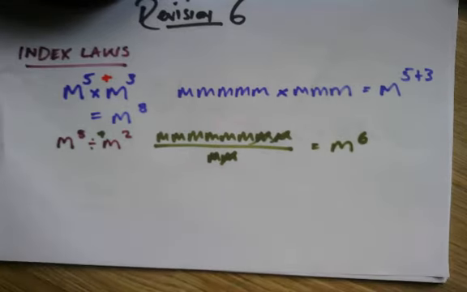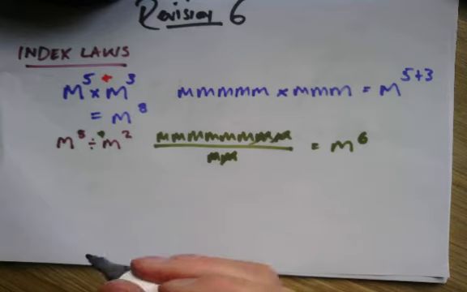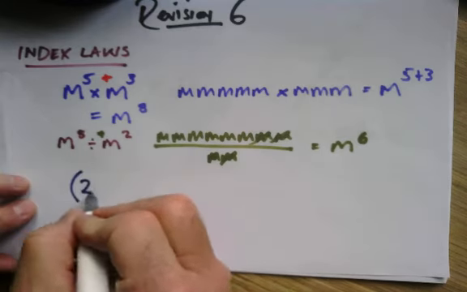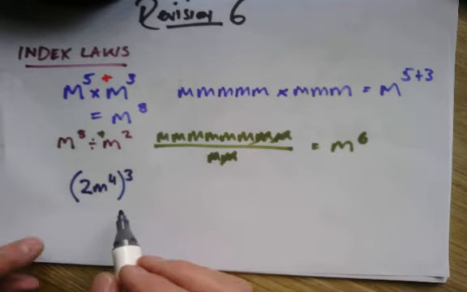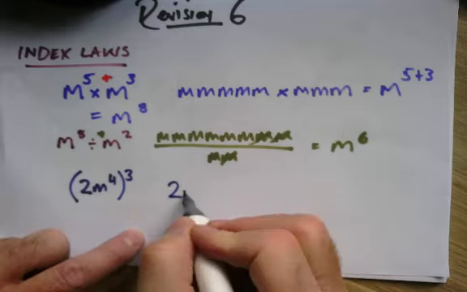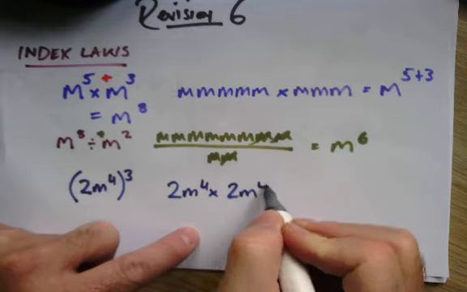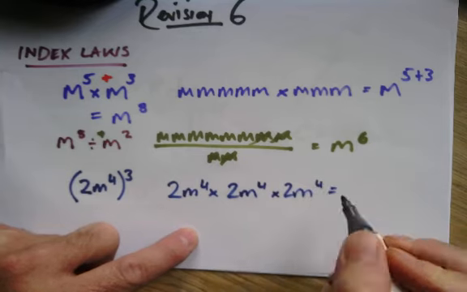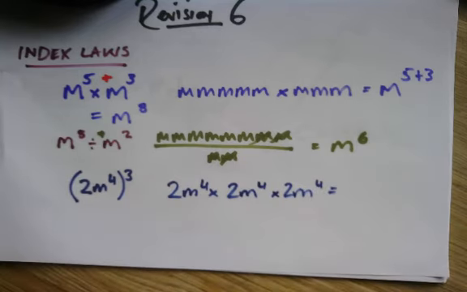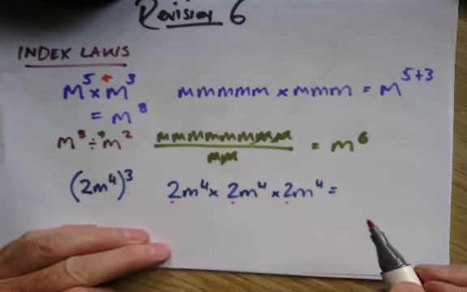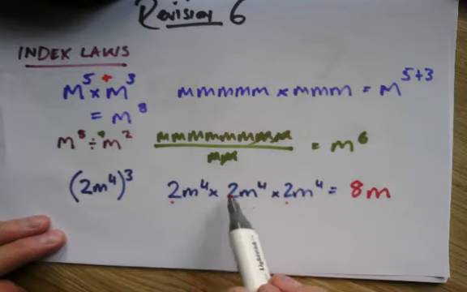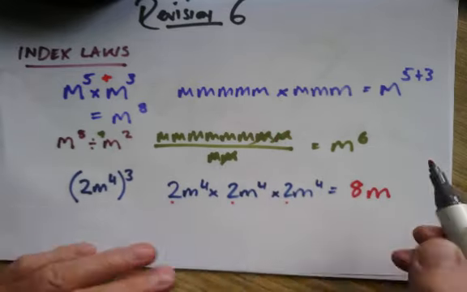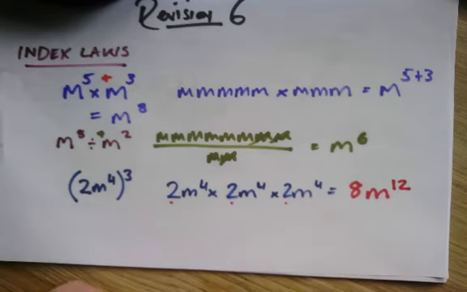Let's look at some other laws that you need to know. So here's a good one. 2m to the 4, all to the power of 3. Now what that means is you've got 3 sets of what this bracket is. So you've got 3 sets of these. So what you've got to be careful about here is you've got to not add the 2's, you've got to multiply these 2's. 2, 4, 8. And then we apply the rule we had here, because it's m to the 4 times m to the 4 times m to the 4. You've got 3 lots of 4, 12.